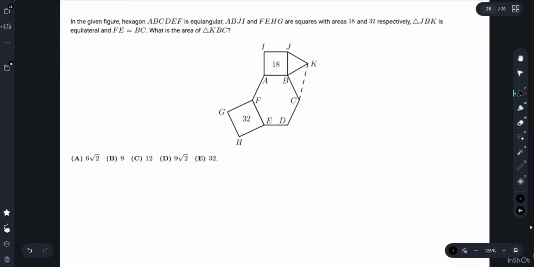Hey guys, today we'll be working on problem 21 of the 2015 AMC8.